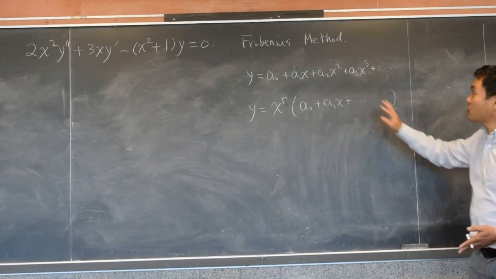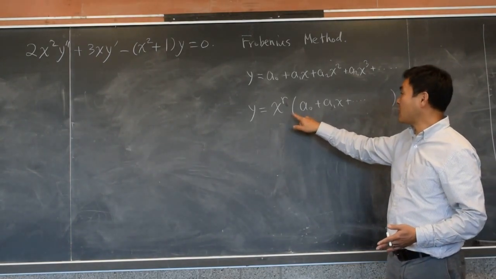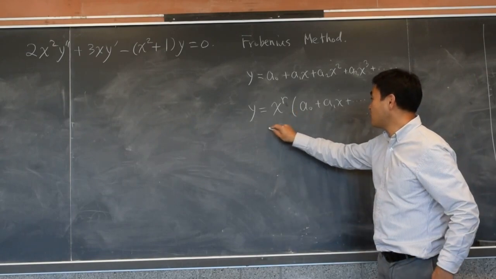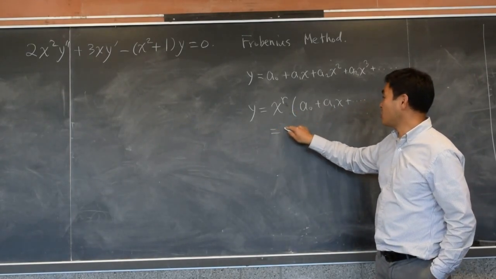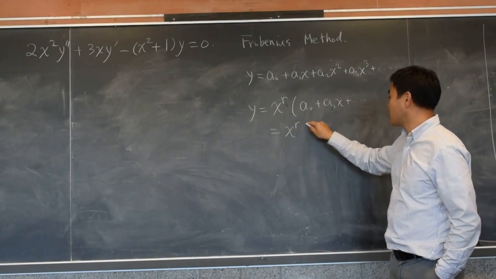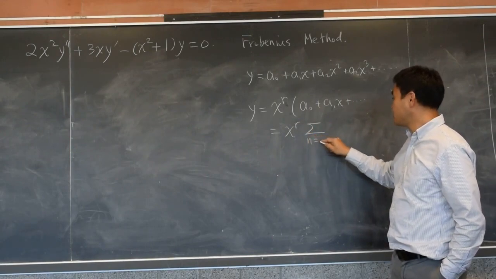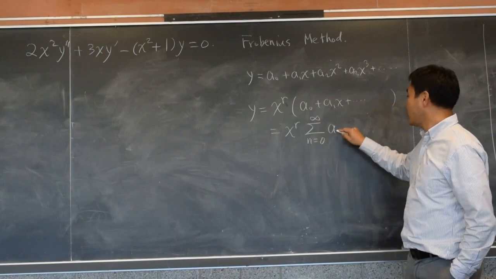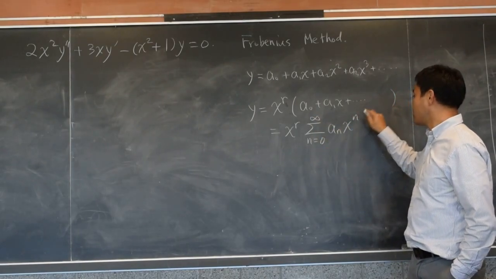All right, so the Frobenius method is a method that looks for solutions that can be expressed in this format, which if you write it using sigma notation, is x to the r times the sum, n from 0 to infinity, of a n x to the n.